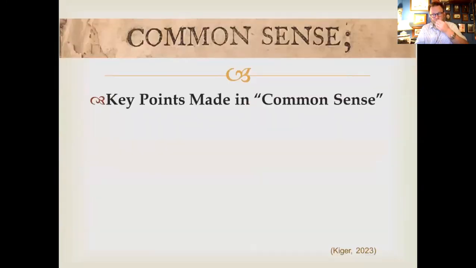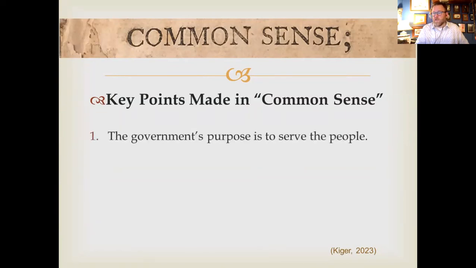Well, here are the key points that he makes, summarized by a guy named Kiger in 2023. He says the government's purpose is to serve the people. So again, reiterating what Locke had said. He says that having a king is a bad idea. So he articulates and gives the reasoning for why a monarchical system doesn't work.